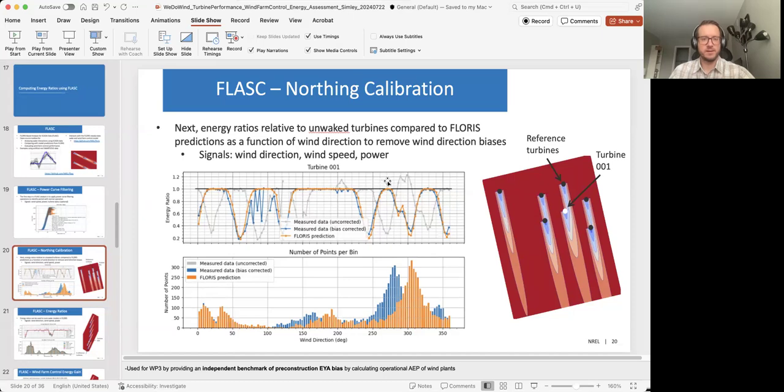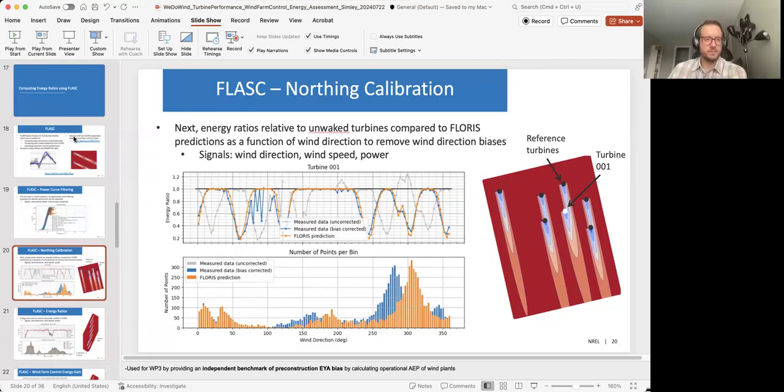Iris? You're muted, Iris. Hi there. Thank you very much. It was a very interesting presentation. I have a question regarding the different software you've discussed here, FLASC and FLORIS, and how they interact with each other. Are they autonomous, or do we need to run FLORIS first and the results from FLORIS will need to feed into FLASC for the modeling?